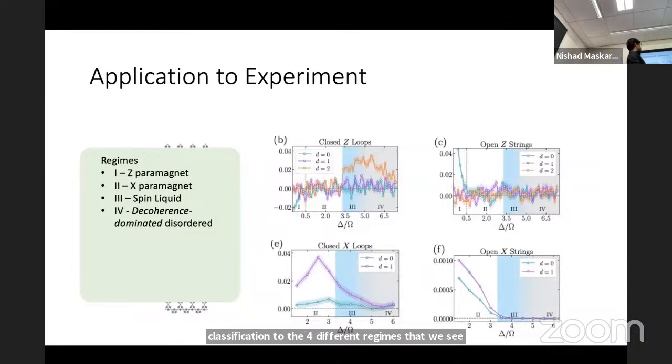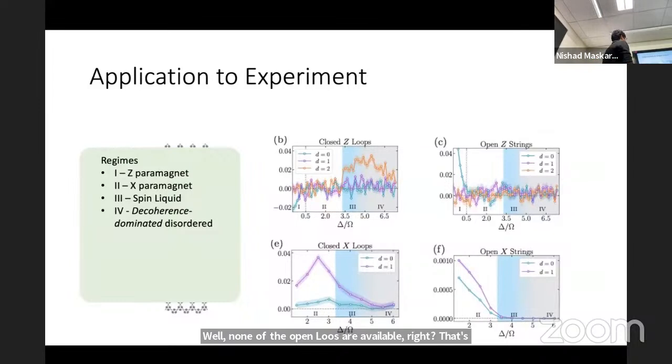In the first regime, where the open Z strings are being amplified, but nothing else is, it looks like a Z paramagnet. In the second regime, where both X open and closed strings are being amplified, but both Z open and closed strings are not being amplified, this looks like an X paramagnet state. However, in region 3, where we see closed loops being amplified, while none of the open loops are being amplified, that's most consistent with the spin liquid regime.